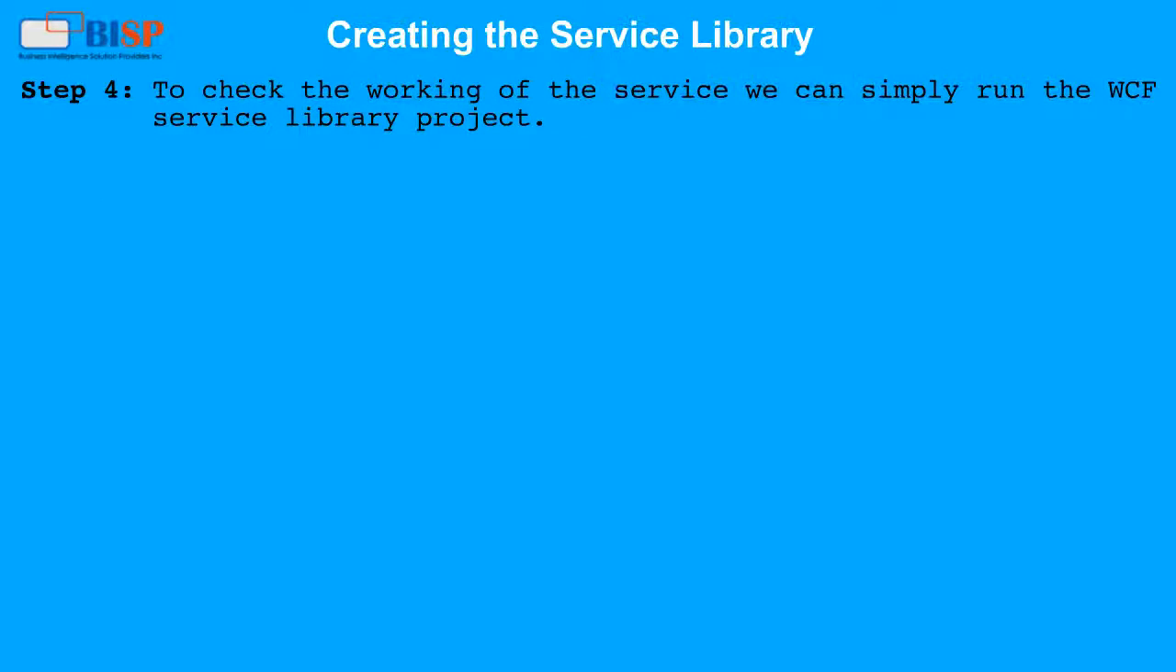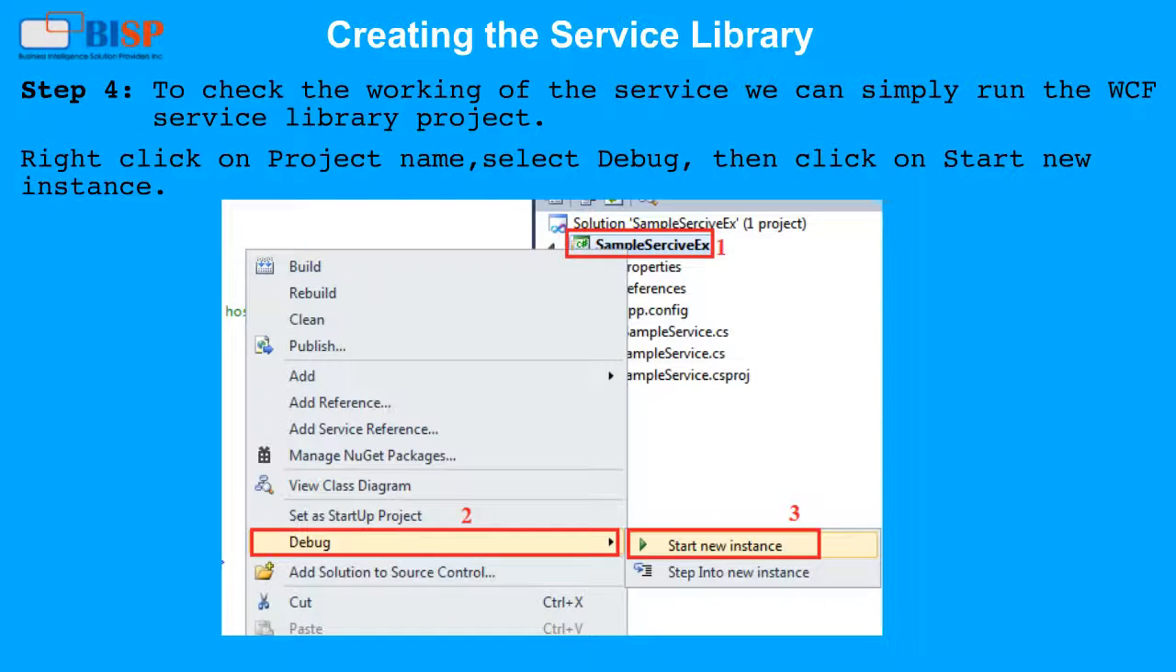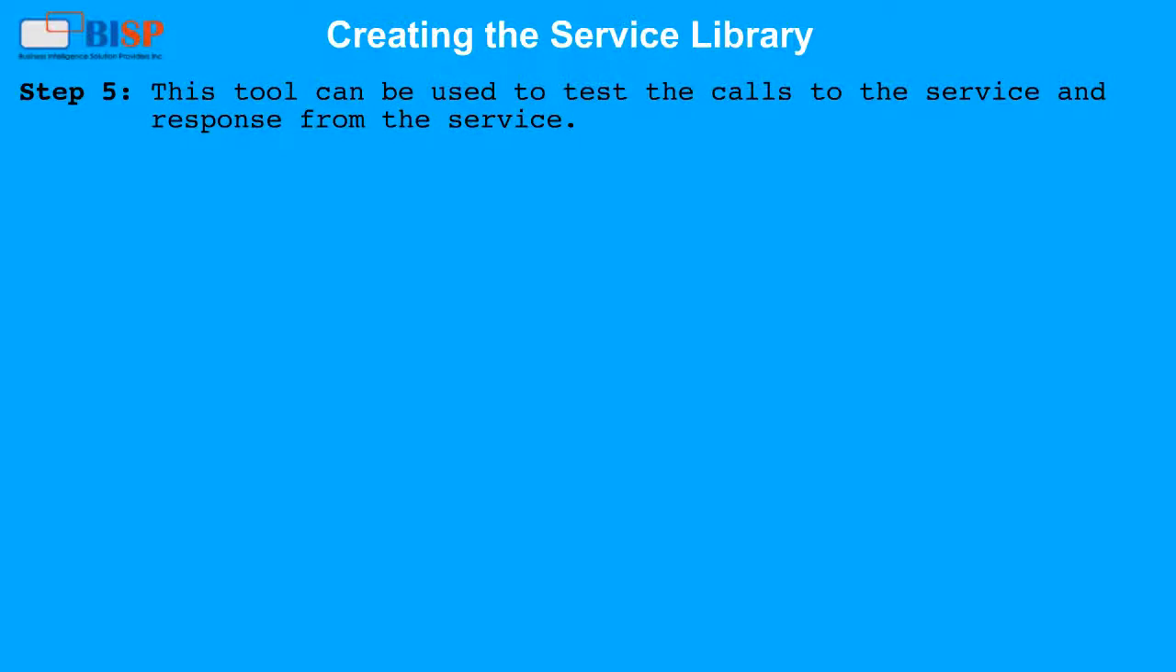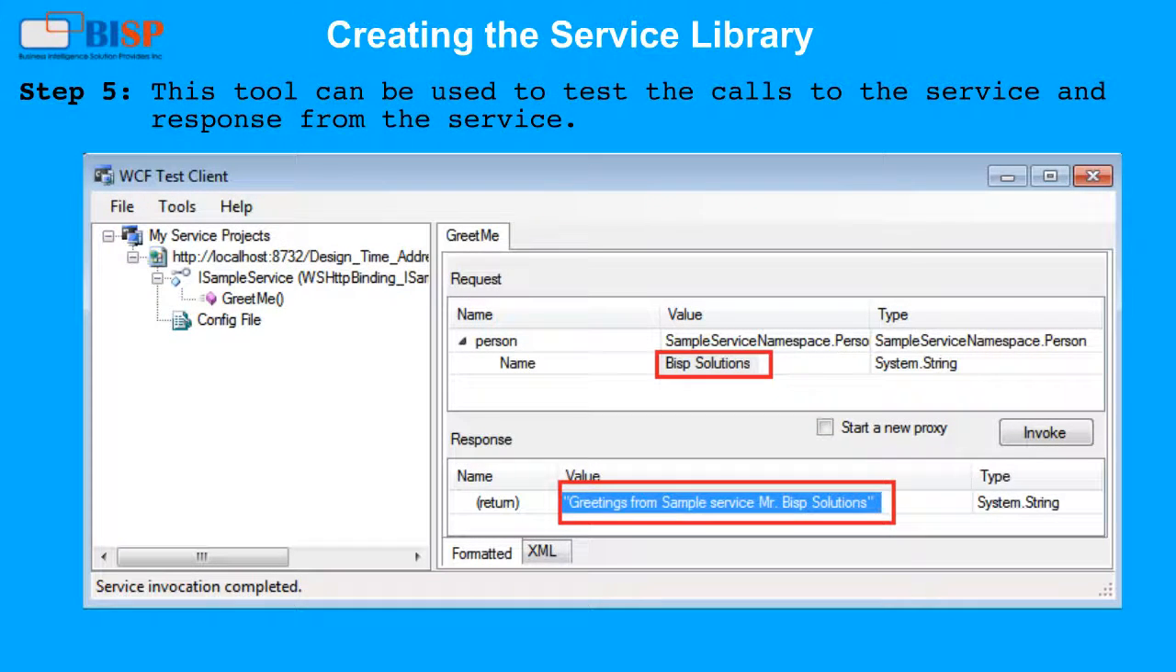Step 4. To check the working of the service we can simply run the WCF Service Library project. Right-click on project name, select Debug, then click on Start New Instance. Step 5. This tool can be used to test the calls to the service and response from the service.